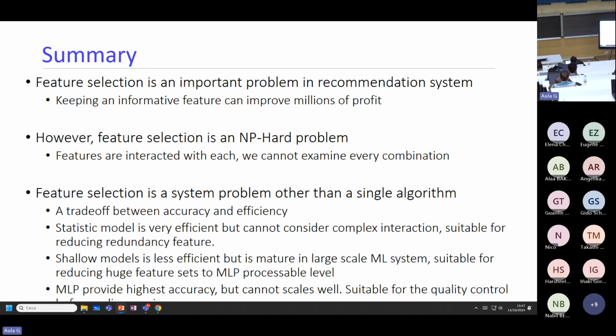The statistical model is very efficient, but cannot consider complex interactions, and it is suitable for reducing redundant features. The shallow and white-box models are less efficient, but are mature in large-scale machine learning systems. They are suitable for reducing huge feature sets to the MLP processing level. And the MLP provides the highest accuracy, but cannot scale well. It is suitable for quality control at the final level.